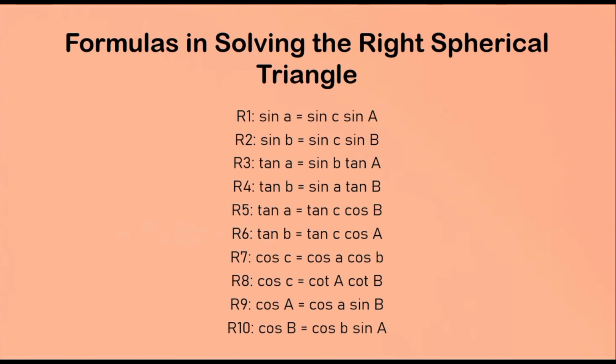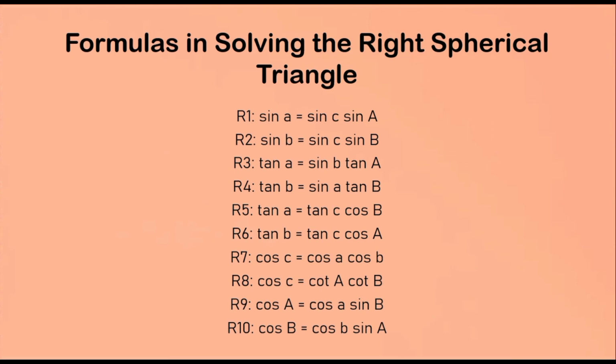Rule number 3, tan a is equal to sin b times tan A. Rule number 4, tan b is equal to sin a times tan B. Rule number 5, tan a is equal to tan c times cos B. Rule number 6, tan b is equal to tan c times cos A.